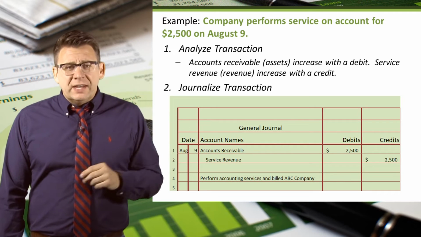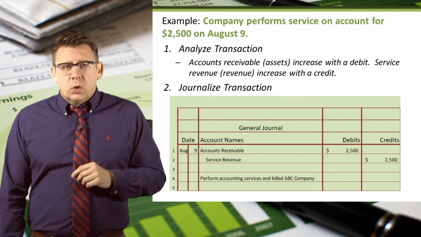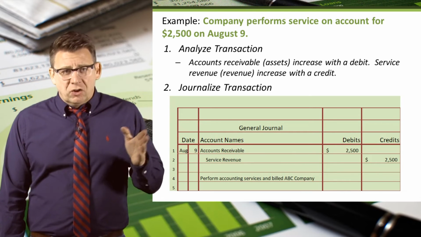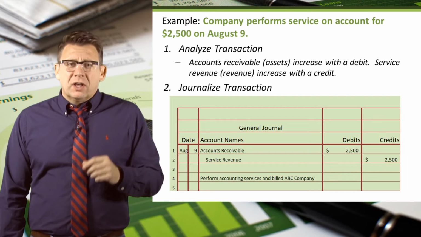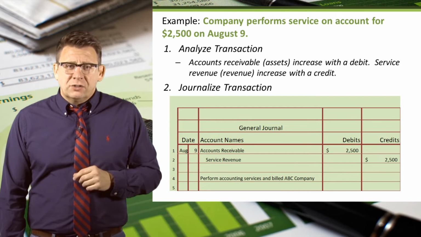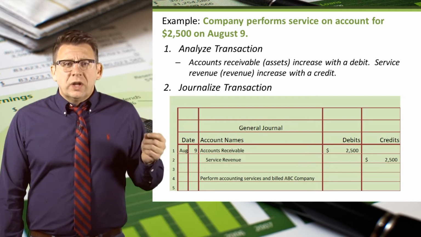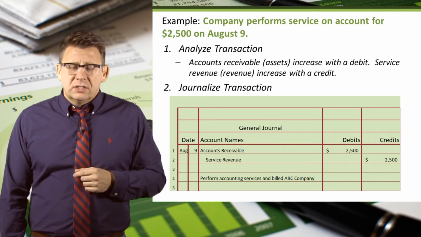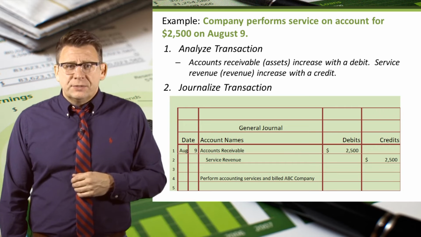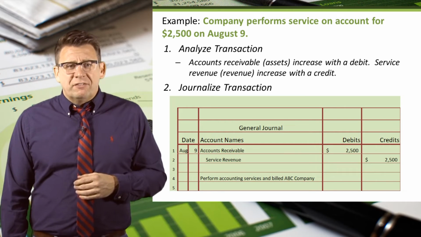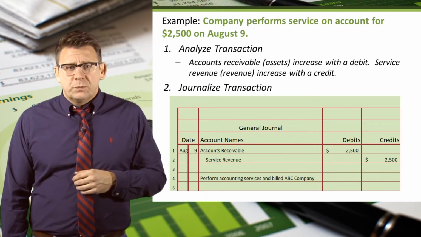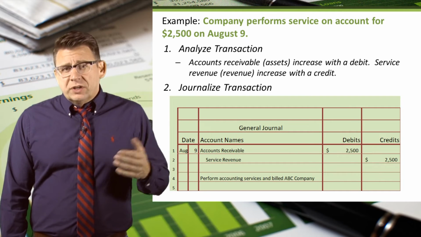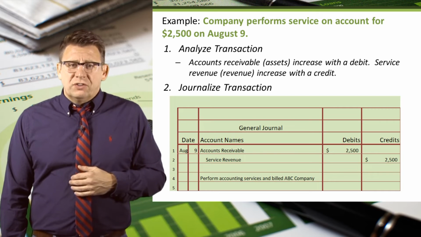So we'll enter the date, August 9th. We will then list the debit account, so we enter accounts receivable, and in the debit column we'll enter $2,500. Next we'll enter service revenue as the credit account. We'll want to indent the credit, and then enter $2,500 in the credit column. Finally, we would enter the transaction description, and we're done. We've entered this transaction into the general journal.